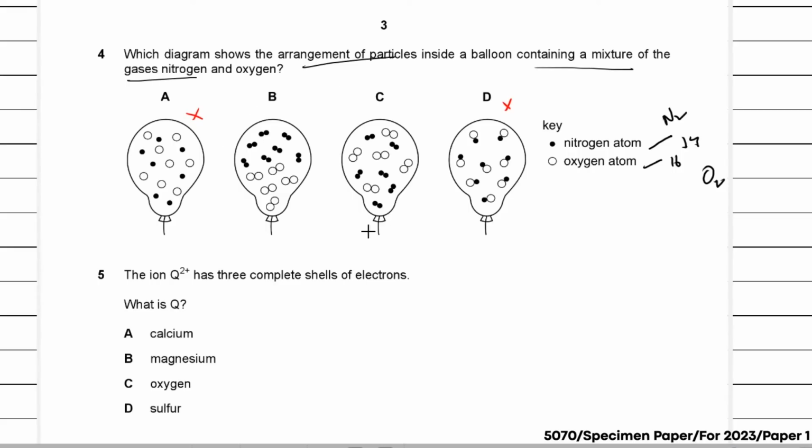So the only two options that remain are B and C. So we can go ahead and deduce from nitrogen atom and oxygen atom which one is going to be the correct one. So obviously nitrogen has a lighter mass compared to oxygen. So our obvious answer is going to be B, since oxygen is at the bottom and nitrogen is at the top, since it has a lower mass compared to oxygen. So oxygen sinks down.